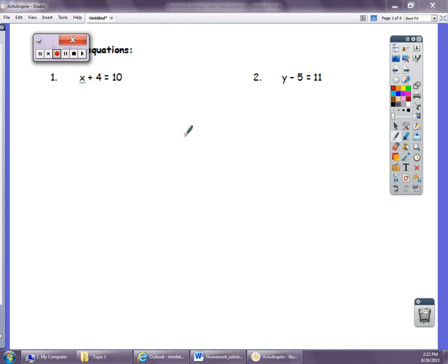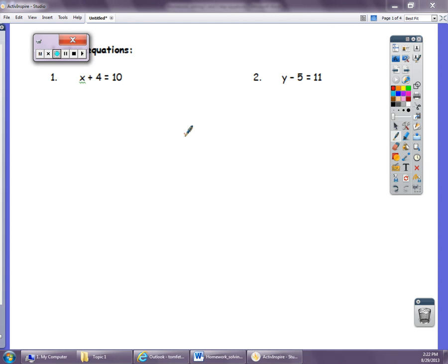Alright, today we are going to review one and two step equations. So the first four examples all deal with one step to solve our equation, and then 5 through 8 there's two steps to solve the equations. So when we look at the first equation here, it says x plus 4 equals 10.